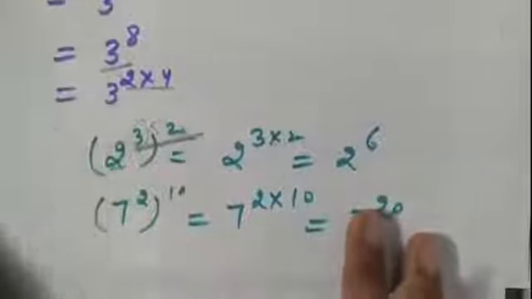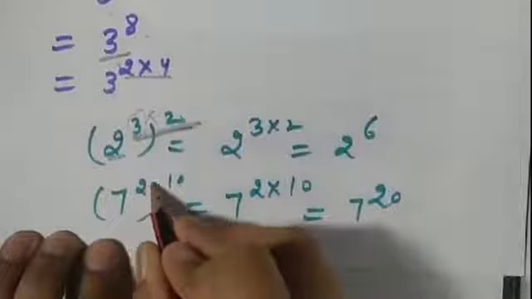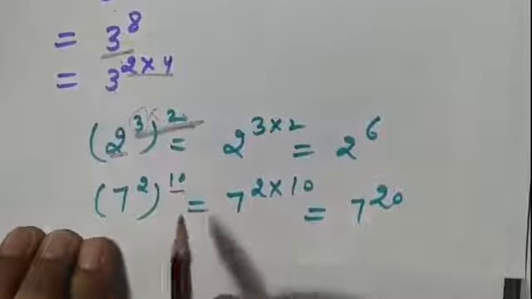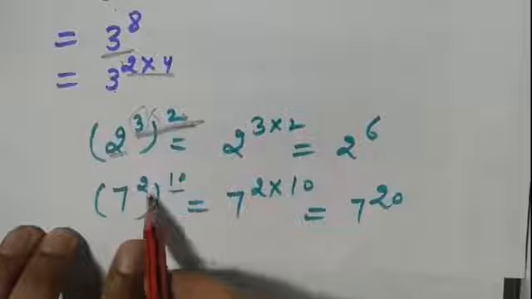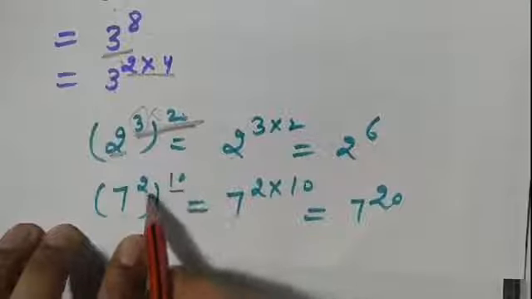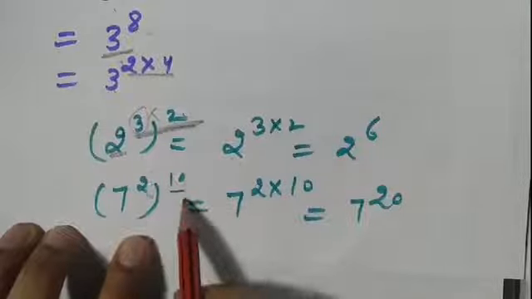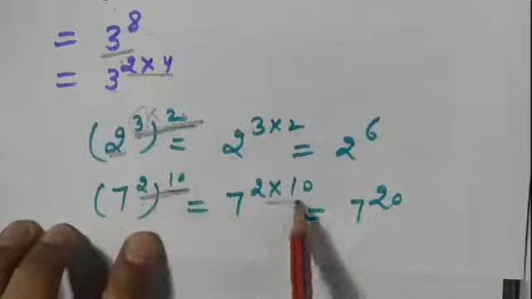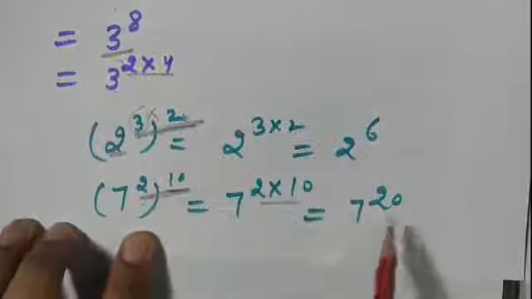One more example. 7 to the power 2 whole raised to the power 10. Again I am observing this is a number having power to the power. So the powers get multiplied. So it will be 7 raised to the power 20.